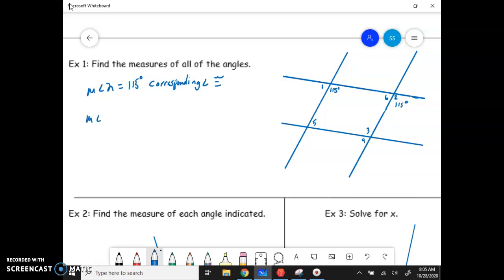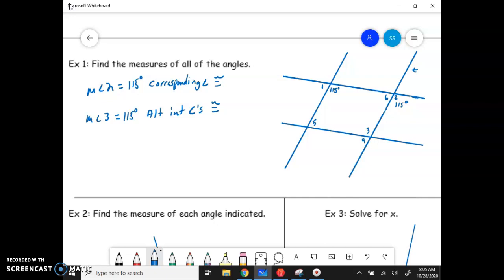How about the measure of angle 3? How would we know what that angle would be? Well, that would also be 115 degrees. How do we know it? Because this would be alternate interior angles, right? If this were the transversal right here, this is on the inside and they are on opposite or alternate sides of the transversal. So I know that the measure of angle 3 is also 115 degrees because alt interior angles are congruent.